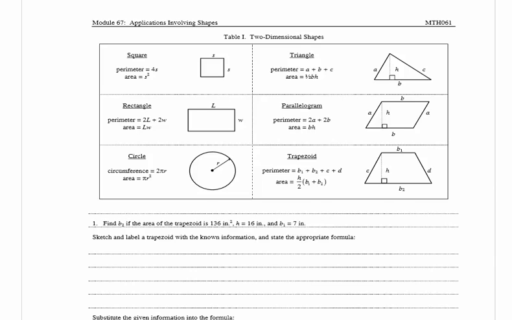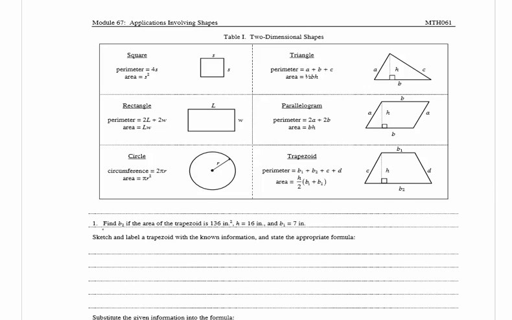So in 1, it says, find B2 if the area of the trapezoid is 136 inches squared, H is equal to 16 inches, and B1 is equal to 7 inches. They want us to sketch and label a trapezoid with the known information and state the appropriate formula.